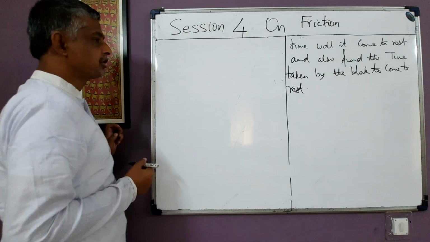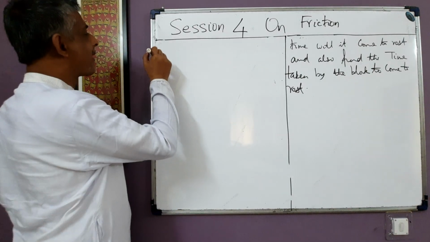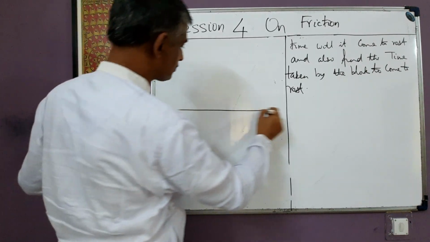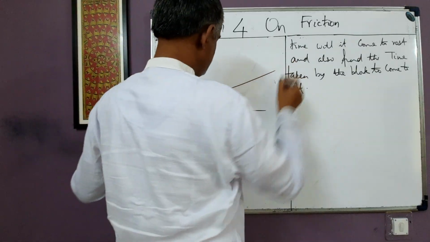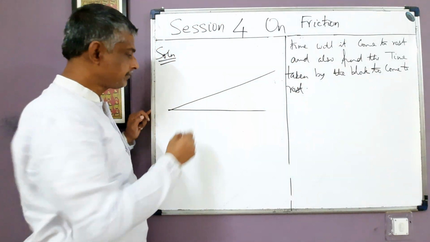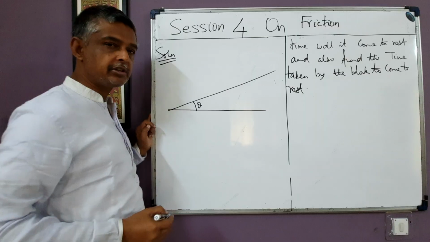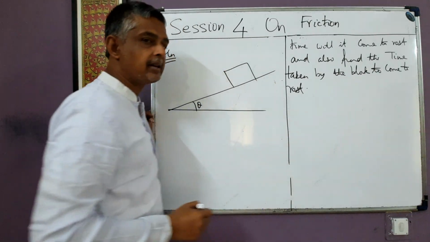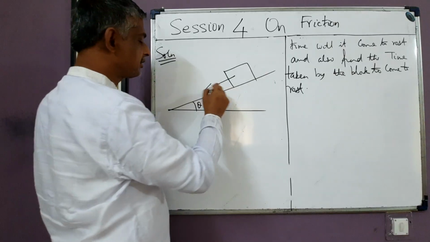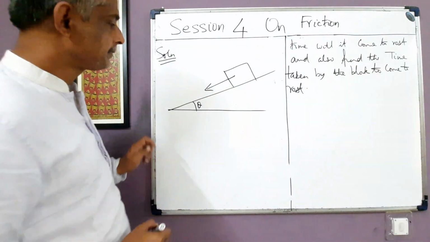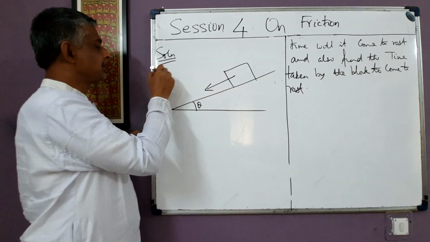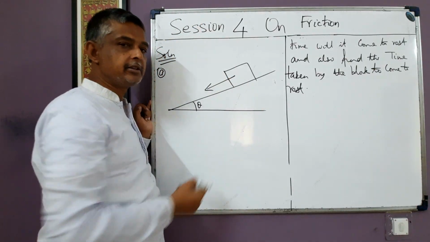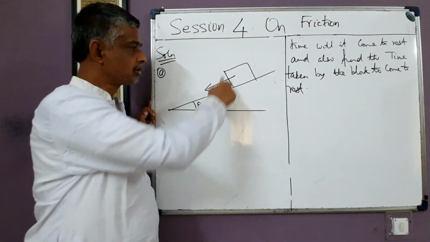So see, the solution is this. First I draw the diagram of the situation. This is the fixed rough inclined plane. This makes an angle of theta with the horizontal. Here we have a block, say of mass m, which slides down this inclined plane at a constant speed. Now in the first part we have been asked to find the kinetic friction coefficient between the block and the incline, so I draw the free body diagram of the block.